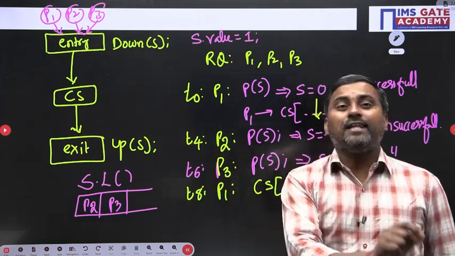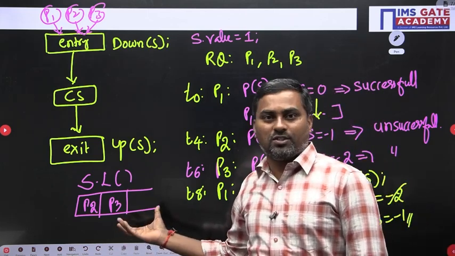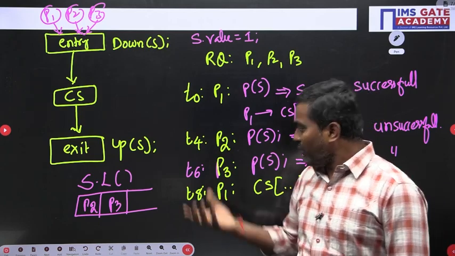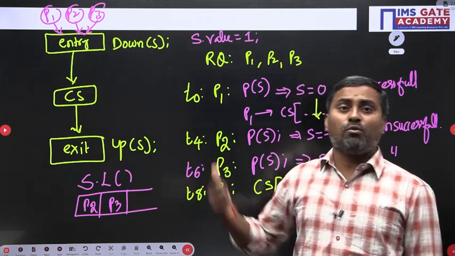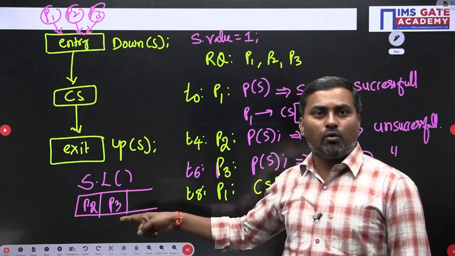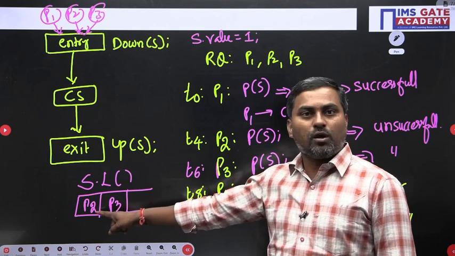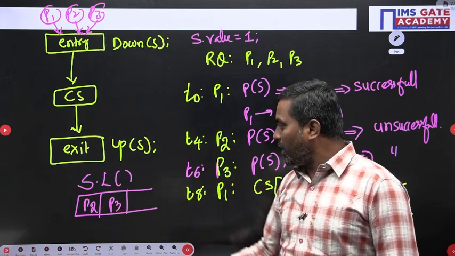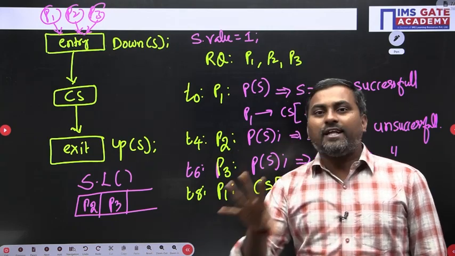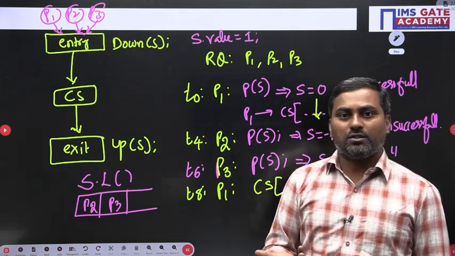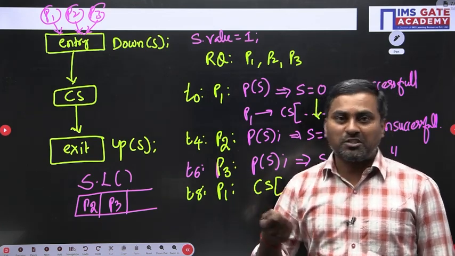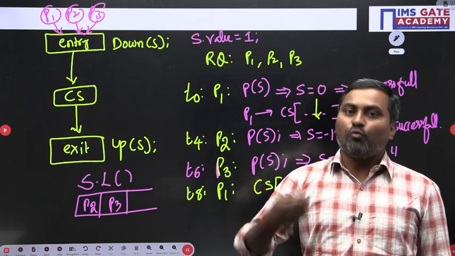Now, to maintain the blocked processes, are we using a queue or a stack? If I use a queue, it ensures bounded waiting, because the process which blocked first is woken up first. P2 got blocked first, so I have to wake up P2, not P3. If I use a stack, it is last in, first out, so the latest process is woken up, and the process blocked earlier may wait infinitely.